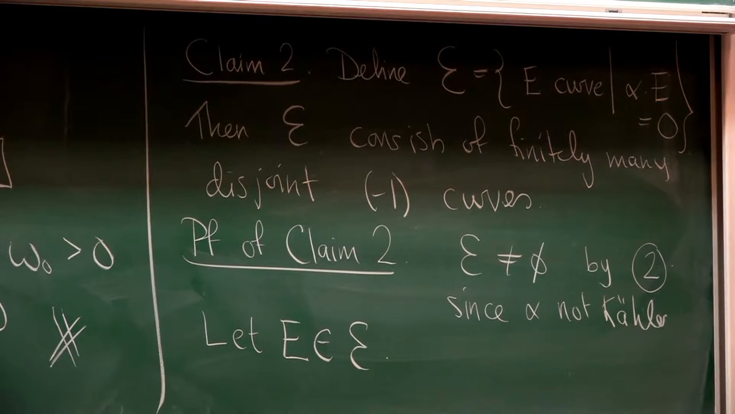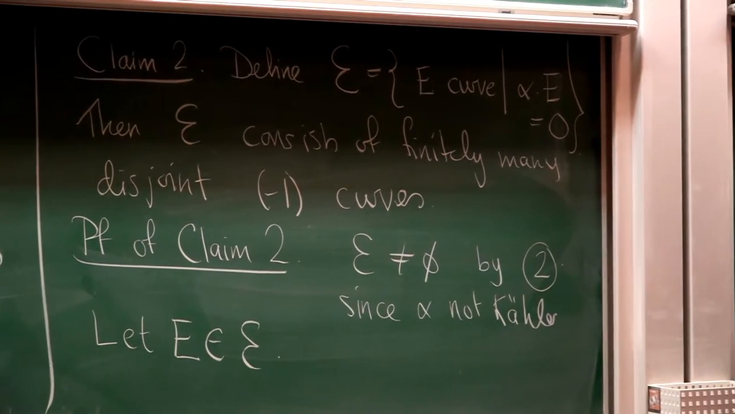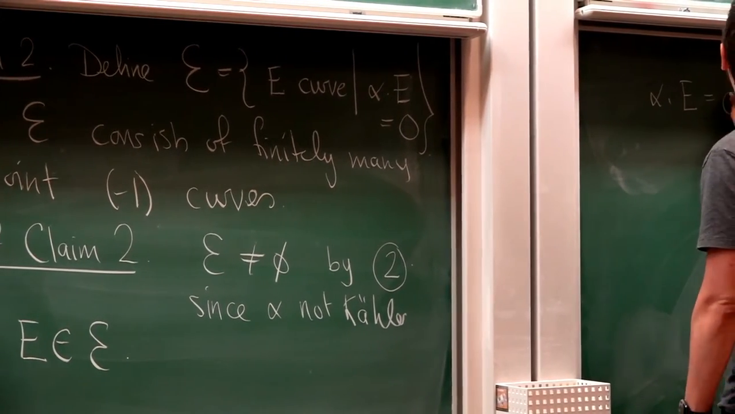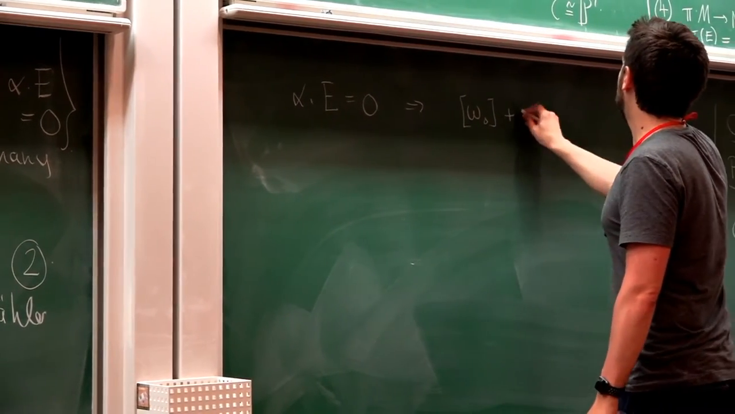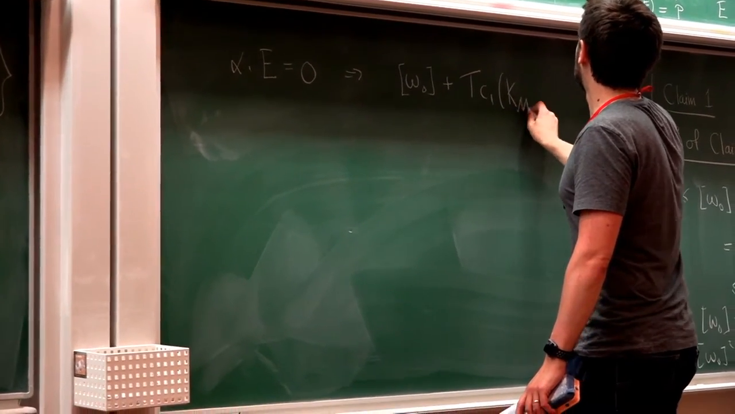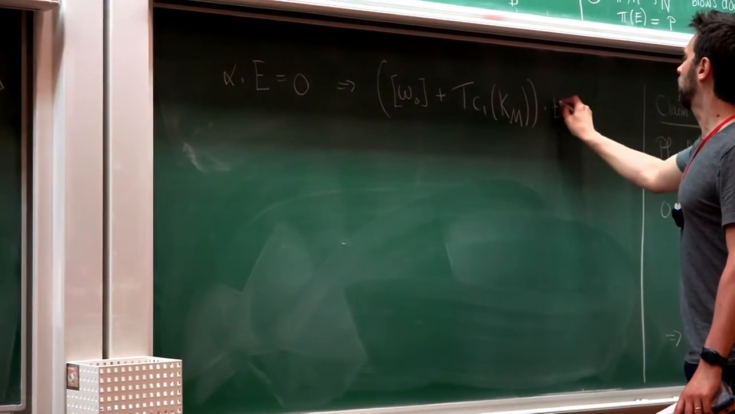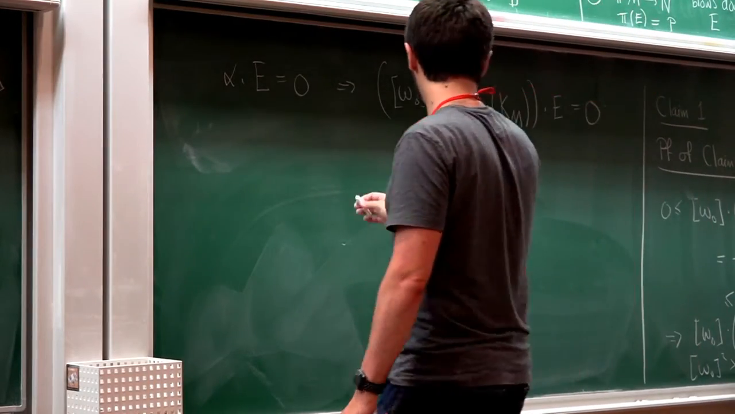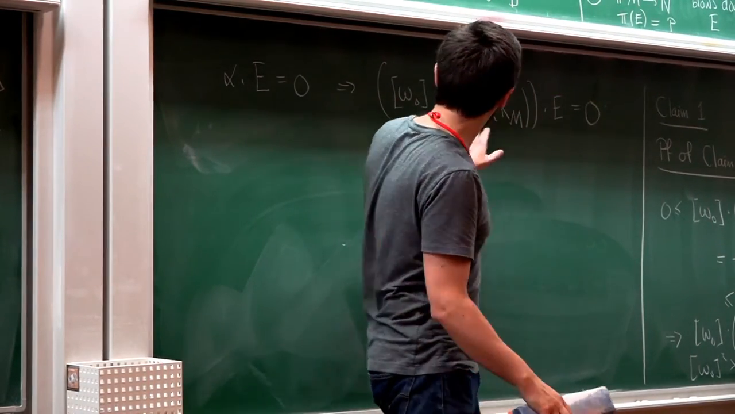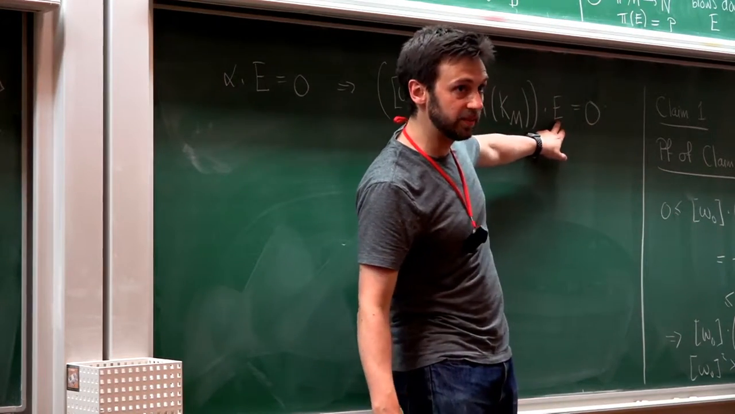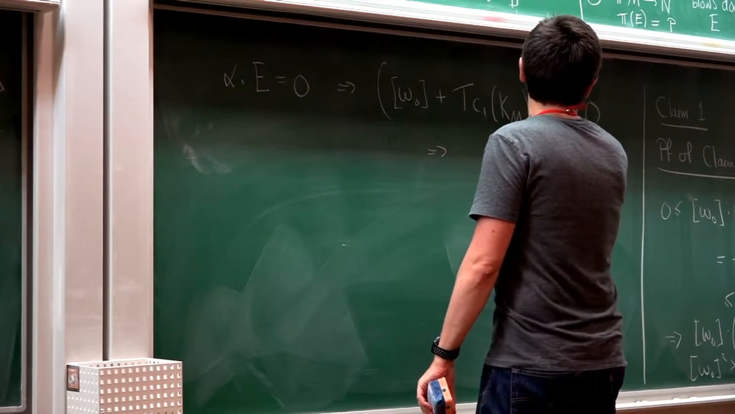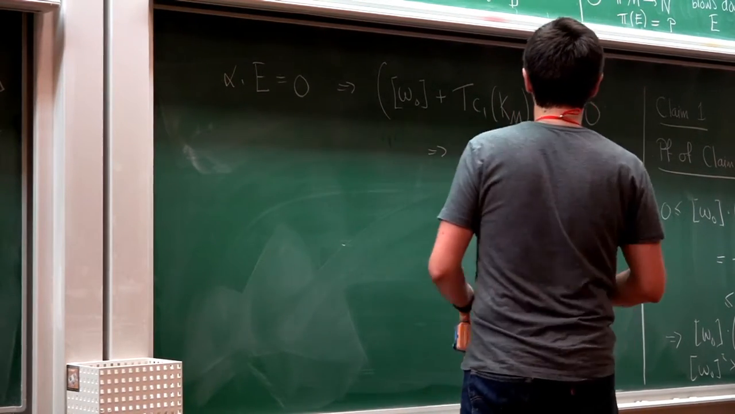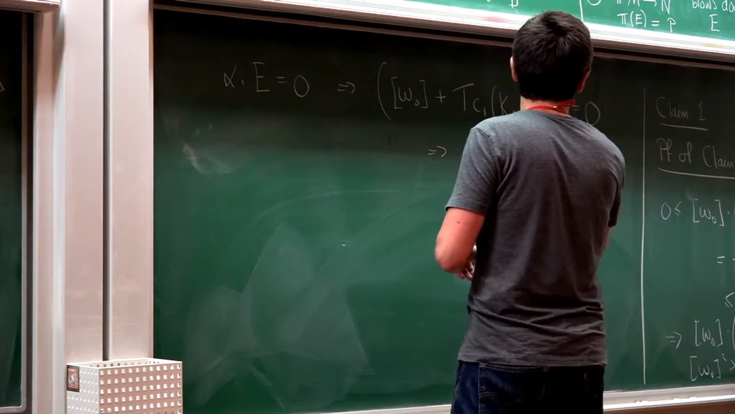Well, what we notice is that if E is in curly E, then alpha dot E is zero. But alpha is omega naught plus T C1 of Km. Right, so this is zero. But then omega naught dot E is just the integral of a Kahler metric over the curve E, so that's positive. So this implies that C1 of Km dot E has to be negative. Or in other words, let me just write this as Km dot E is negative.